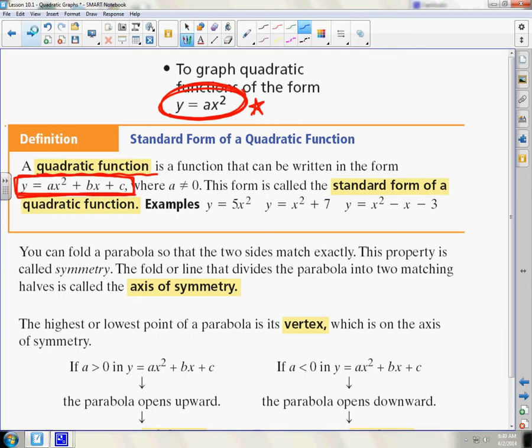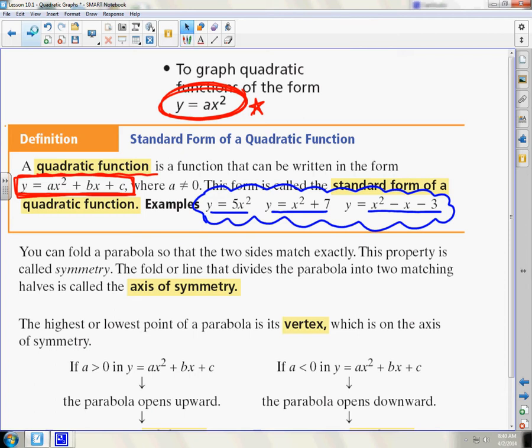So there's many different ways. If you look at these examples, they're all written in standard form. So you have y out front of all three, and you have x squared first in all three. And then this one doesn't have anything else. This one has a plus 7, and then this one has all three parts, a, b, and c.